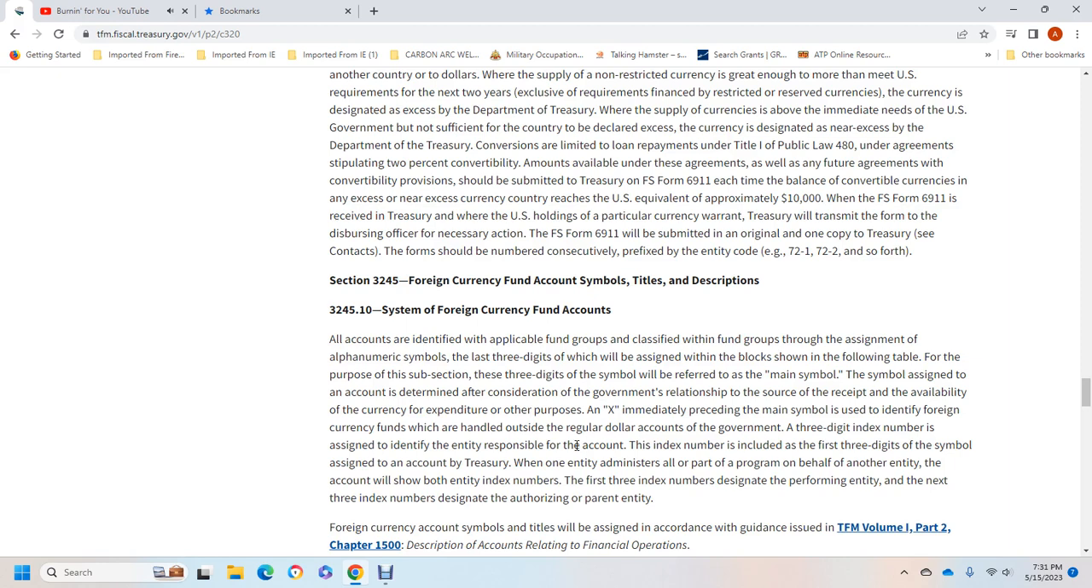The index number included with the first 3 digits of the symbol assigned with the account with the Treasury. The entity administrates all of the part on behalf of the other entity. The account shall be both the entity index numbers: the first 3 index numbers designate the performing entity, and the next 3 index numbers designate the authorizing parent entity. The foreign currency account symbol shall be assigned according to the guidance of the Treasury Financial Manual Volume 1 Part 2 Chapter 1500.